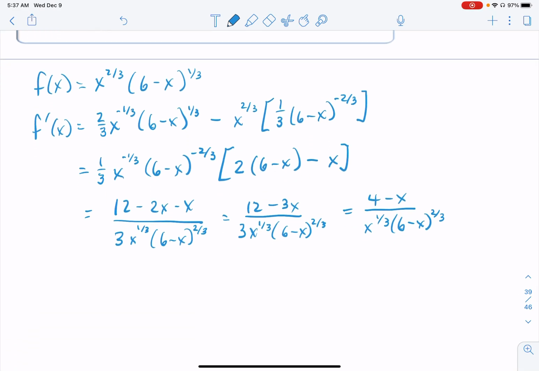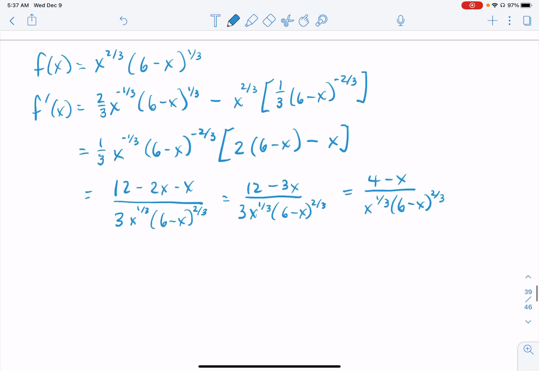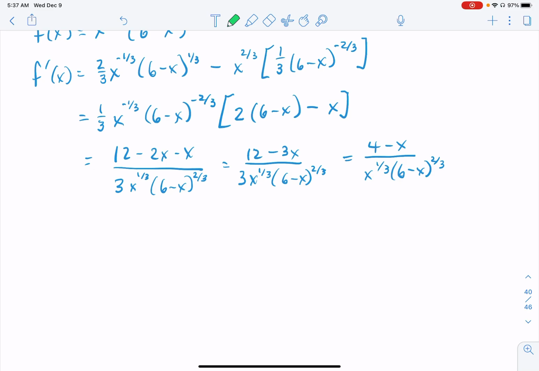This is beautiful. Anyway, I need to get the critical numbers from this. Critical numbers are going to come from where the top's equal to 0 and where the bottom's equal to 0. So let's do each one of these. Maybe I'll change over to green. 4 minus x is equal to 0, which means x is equal to 4. So here's a critical number.